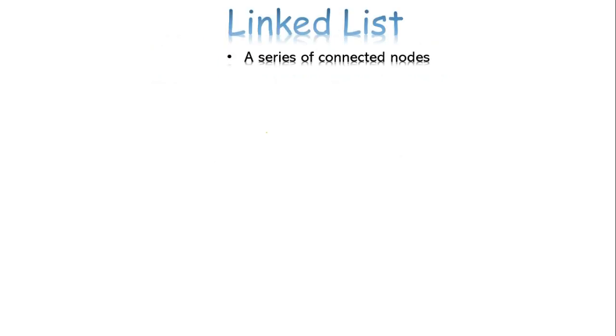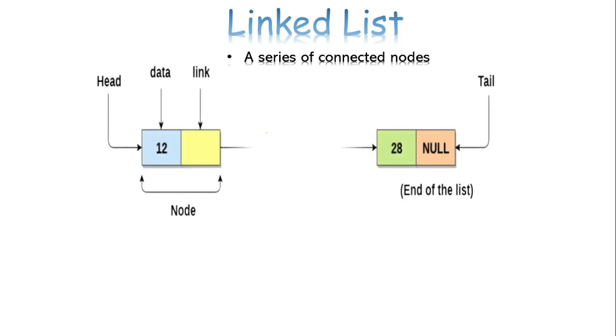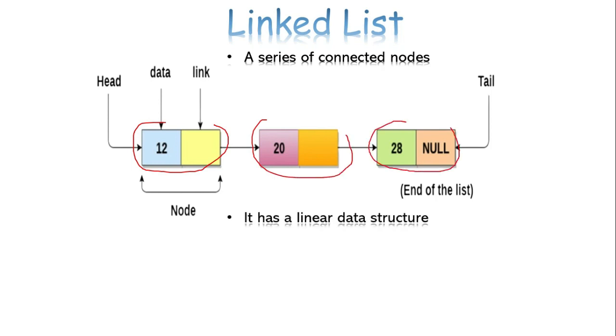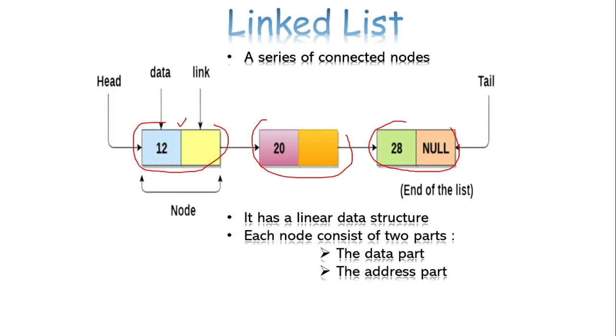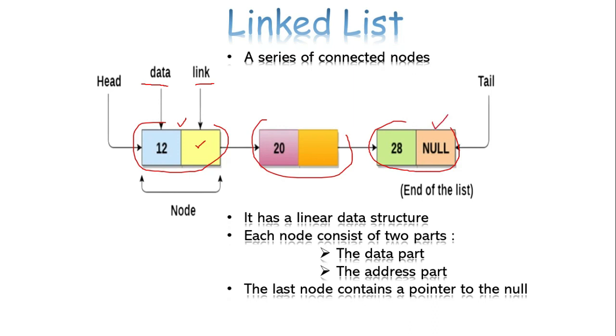A linked list is a series of connected nodes like this. We have the first node, second node, the third node. A linked list is a linear data structure. Each node of the linked list consists of two parts, the data part and the link or the address part. Each node in the linked list stores a pointer to the next value of the linked list, and the last node contains a pointer to null, meaning it has no pointing.